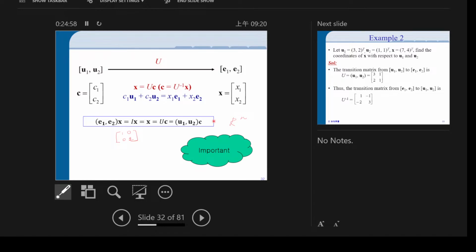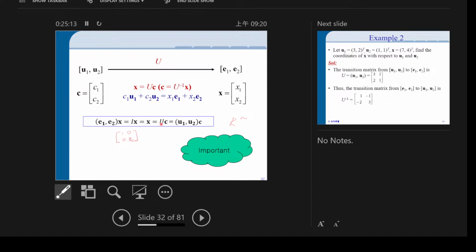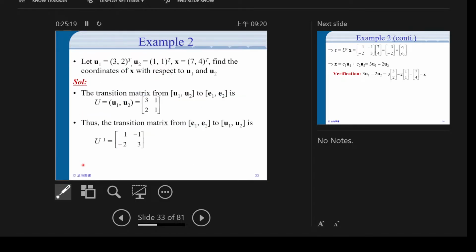Okay, and so let's see more examples. We have u1, u2, and x, and let's try to write x with respect to u1, u2. So basically we do this thing. We have x equal to uc, and then we know c equals u minus 1 times x. And so we can write down u, u1 and u2 together, being this matrix 3, 2, 1, 1, and then we can calculate the u minus 1. We skip the part where you calculate the u minus 1. U minus 1 is this 1, minus 2, minus 1, 3. Hopefully we do the calculation correctly.